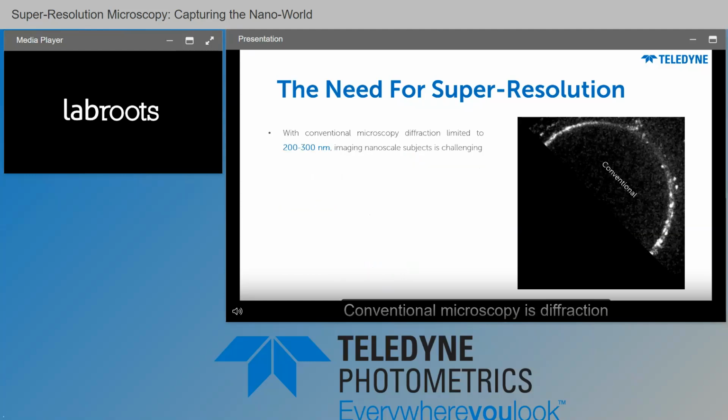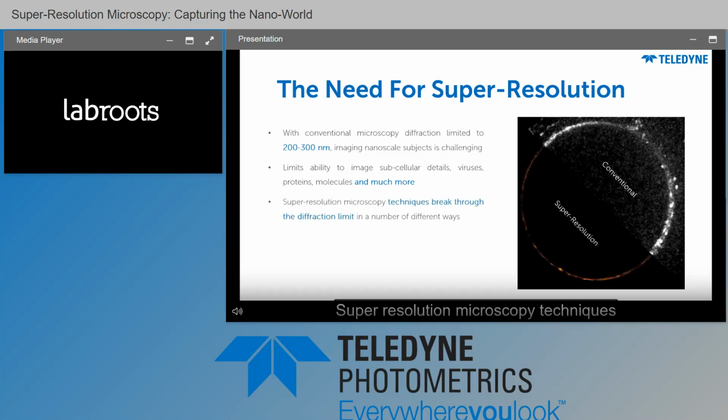Conventional microscopy is diffraction limited to around 200 to 300 nanometers, and even less axially. This limits researchers' ability to image samples below this scale on the nanoscale. This includes subcellular details, viruses, proteins, molecules, and a whole world of vital detail on the nanoscale. Super resolution microscopy techniques aim to break this diffraction limit and image these smaller samples. The development of super resolution techniques has revolutionized imaging in the life sciences, revealing more and more detail about smaller and smaller structures every year.